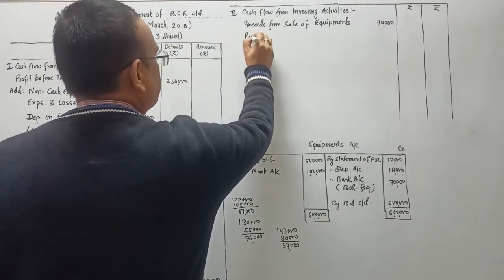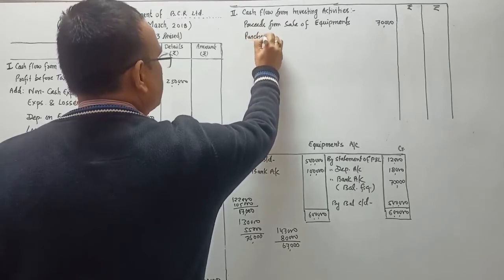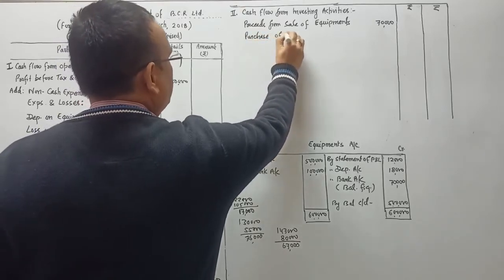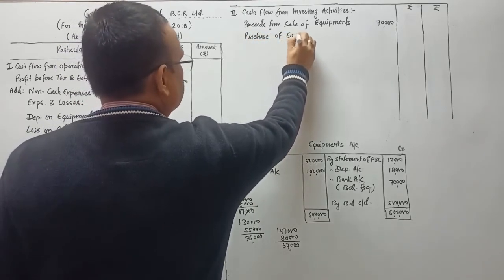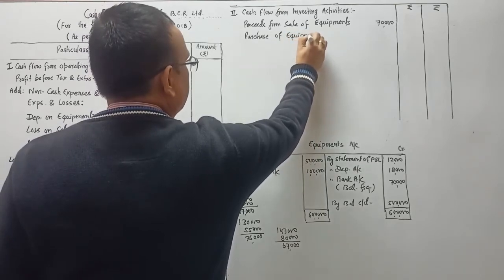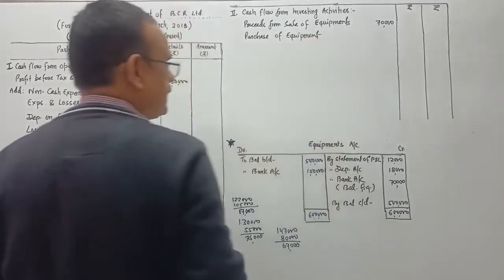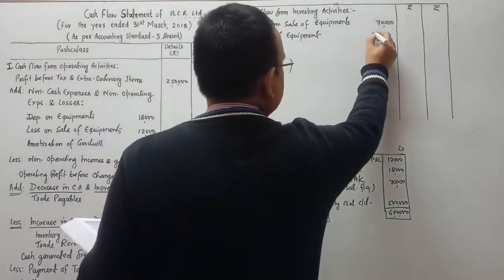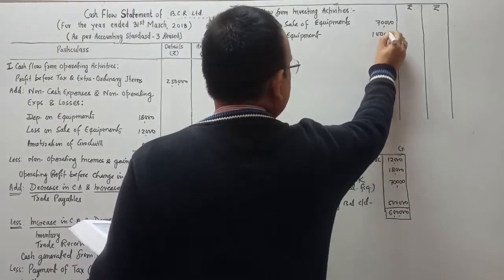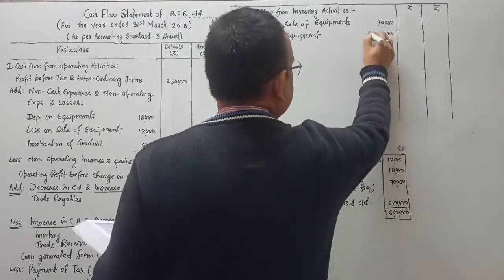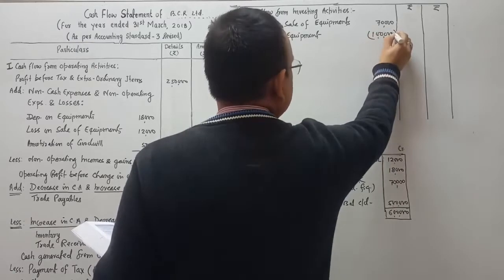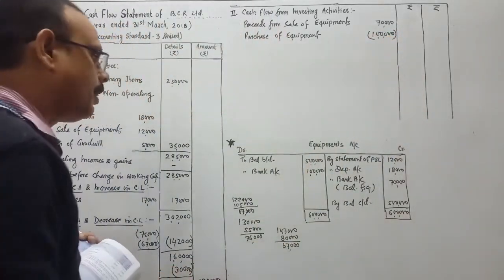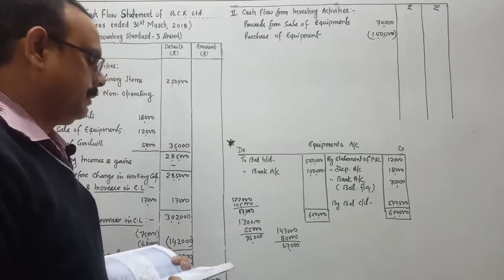And here there is a purchase of equipment. Purchase of equipment indicates what? It's a cash outflow. This indicates the outflow of cash. So when it is an outflow of cash, this will be within brackets.